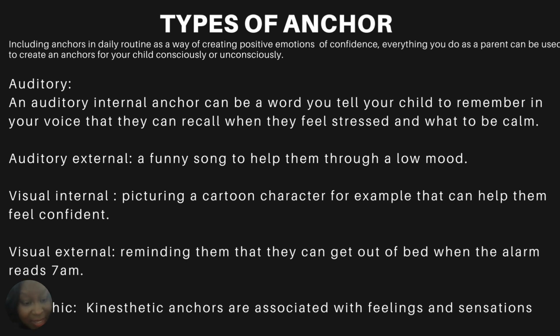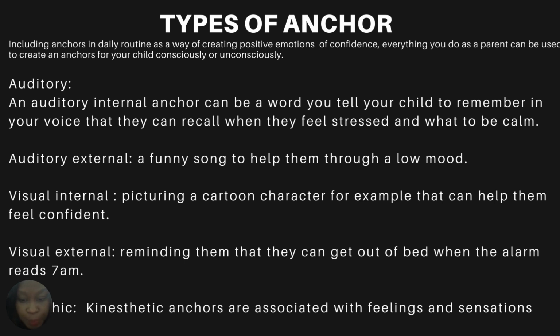A visual external anchor can be, by the time it's 7 a.m., you're going to bed, when you're trying to develop a routine. Visual external is basically anything that they can see physically that they can associate with what they are about to do. Kinesthetic, as we've discussed, looks at feelings and sensations. So this can be a teddy bear, for example. It can be something that they can see, hold, smell, and feel. So anything like that to help them feel safe, perhaps if they're feeling a little anxious. That can really help a kinesthetic preferred child.